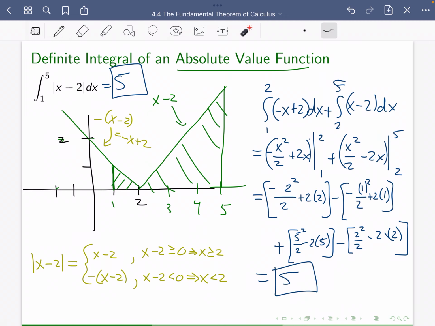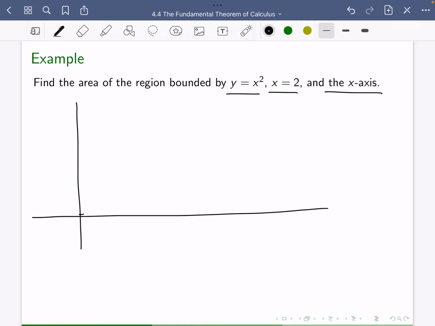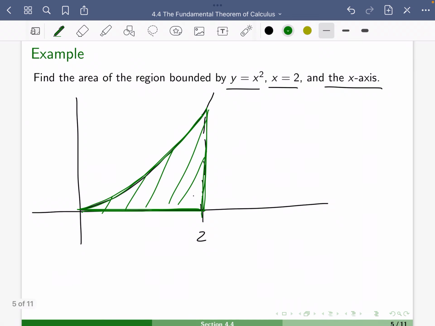All right, let's look at one more example here. Here we want to find the area of the region bounded by y equals x squared, x equals 2, and the x-axis. So y equals x squared looks like this. x equals 2, I'm going to throw that somewhere out here. And then the x-axis is right here, so down that portion. So we are trying to find this area right there.